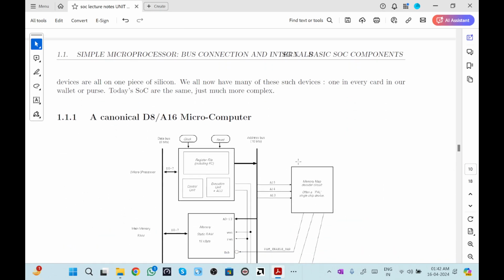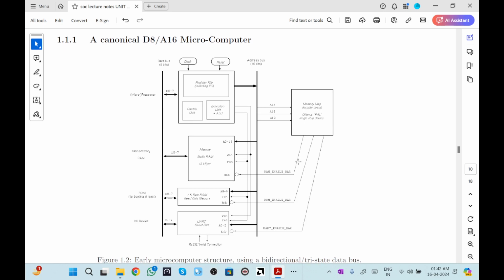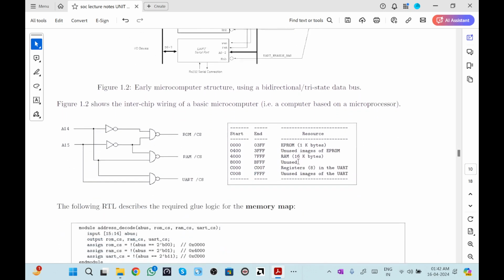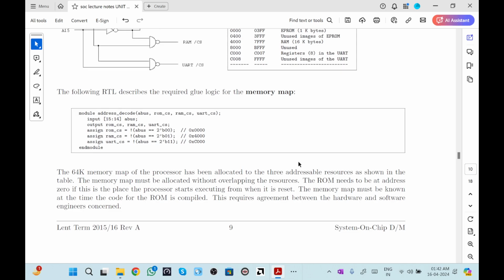Now let us have a look at the canonical or the microarchitecture. Then we shall discuss the memory map. Basically, this is a Verilog type of coding which is used for memory mapping. Here we have a basic syntax using module and endmodule, where we decide the name and then declare the signals. The input signal is bus and the output signals are RAM and UART.